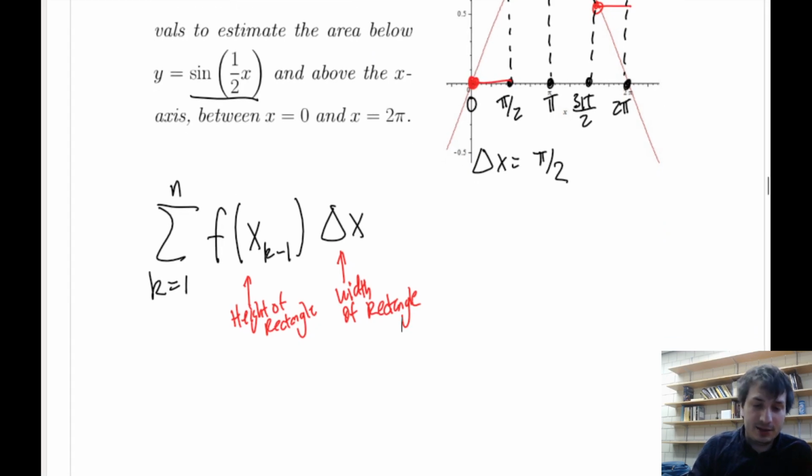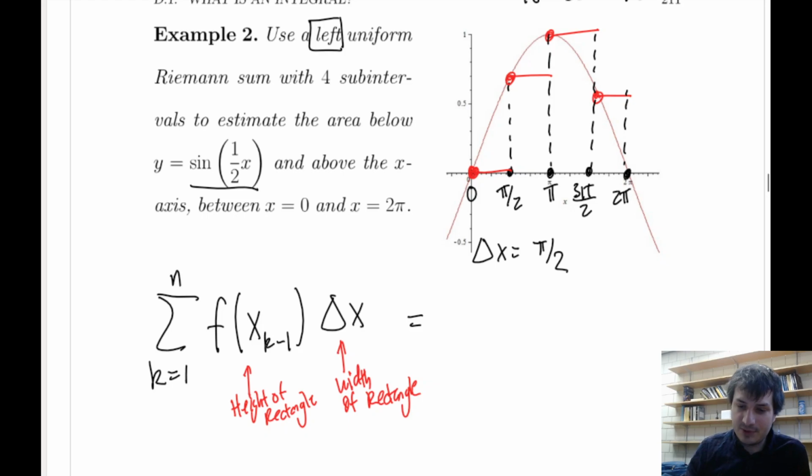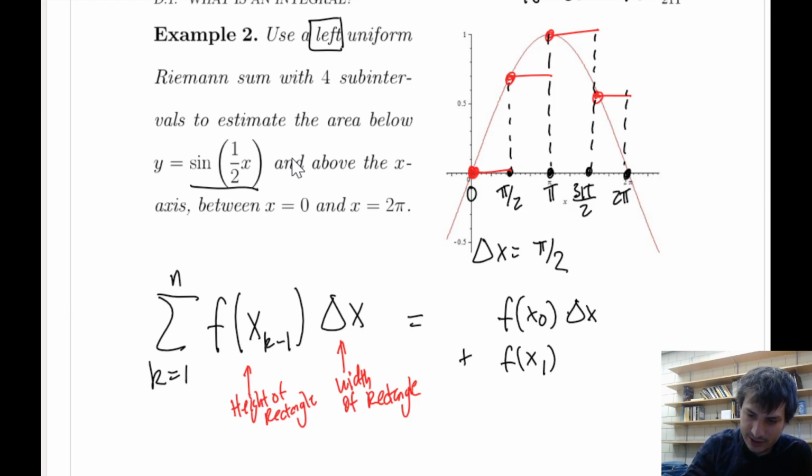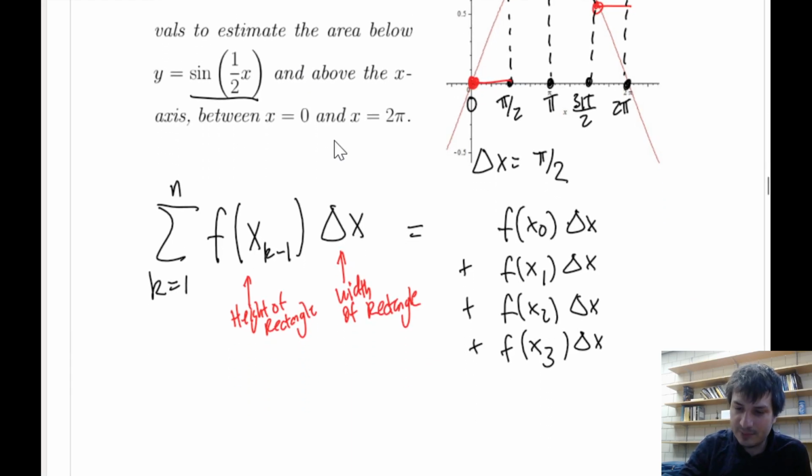Okay, and so if you do that, in our case, it's a sum over 4 things. There's going to be 4 terms: f of x0 times delta x plus f of x1 times delta x plus f of x2 times delta x plus f of x3 times delta x. And in our case, all the values are quite simple. x0 is 0, so f of 0. Delta x is always pi by 2. x1 is pi by 2, so f of pi by 2 times pi by 2.